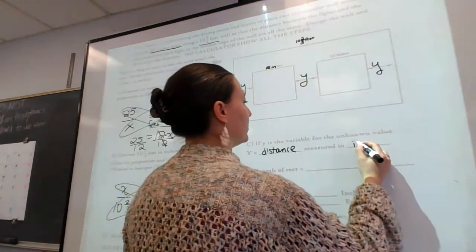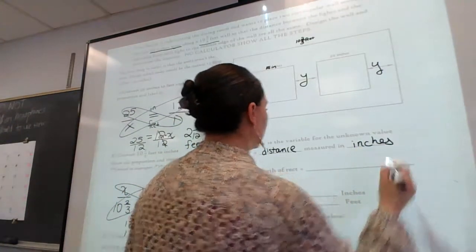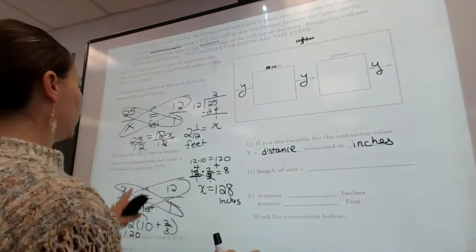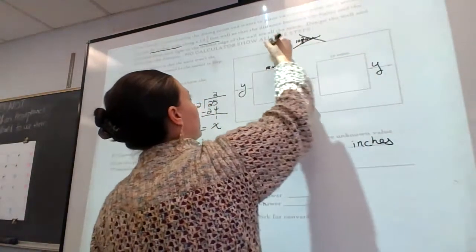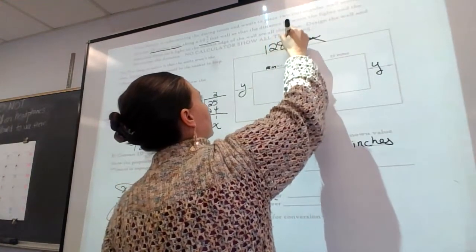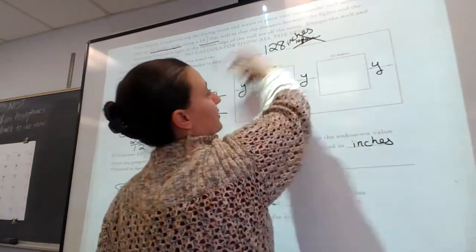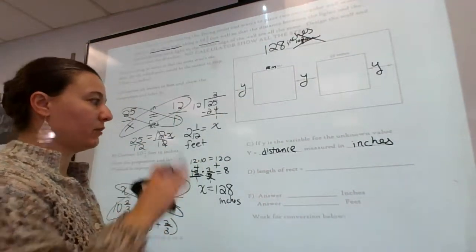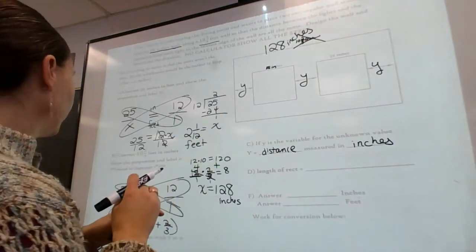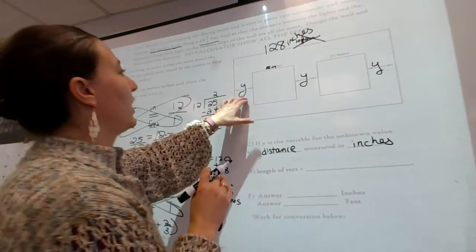Let's do this in inches. So we're changing stuff to inches. So I got 10 2/3. I'm going to change to inches. So this is now 128 inches. So now it's all in inches. We're all in the same units. We're all on the same page. Now we can do this. I need to solve for y. I need to figure this out.